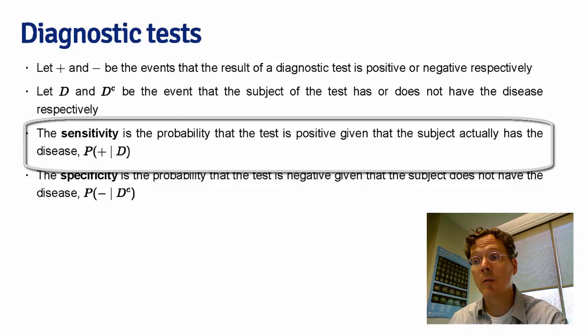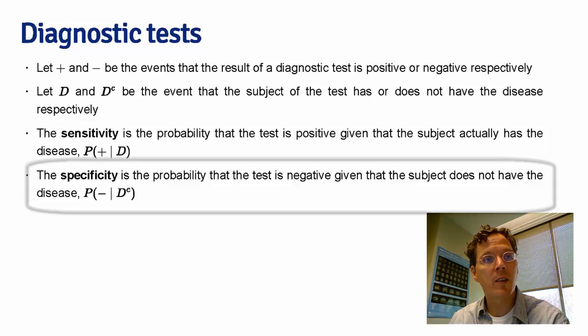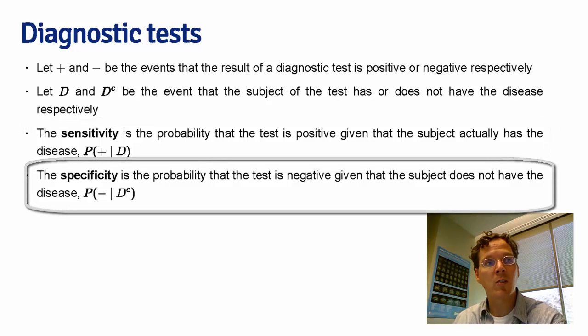This would be a marker of a good test. You would want the sensitivity to be high. The specificity is the probability that the test is negative given that the subject does not have the disease, probability minus given D complement. Again, you want the specificity to be high for a test to be good.